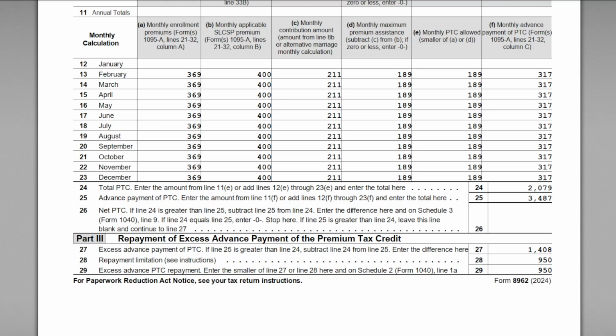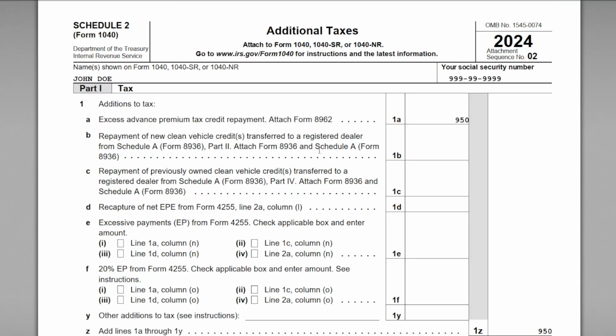So if we jump up to Schedule 2 on the 1040, very top of the form in Part 1, additions to tax, we have the excess advance premium tax credit repayment, and that's being pulled from the Form 8962. So there's our $950 figure, okay?